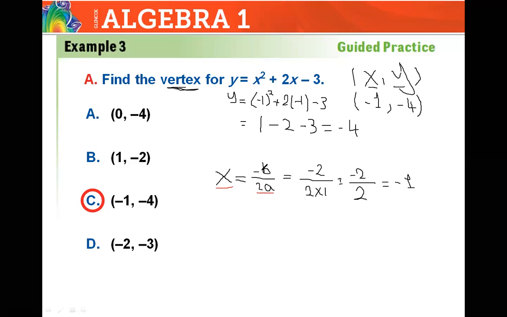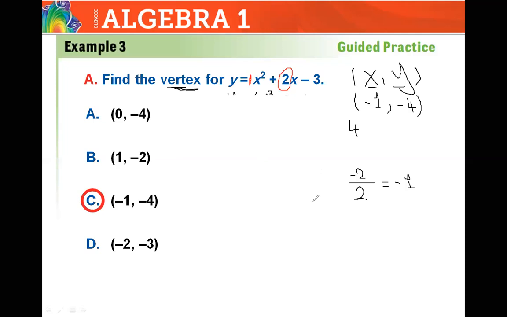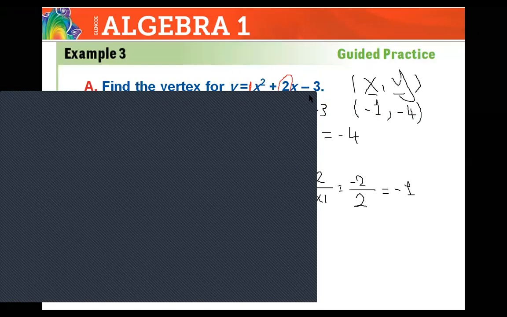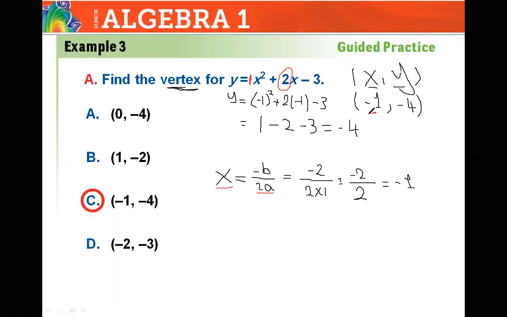So we have negative the coefficient of x. The coefficient of x is 2, so negative 2. And then 2 times the coefficient of x squared. We don't see a coefficient, so we have 1, but we don't write it. So 1 times 2 equals 2. Negative 2 over 2 will be negative 1, as Muhannad said. Now you have the value of x. I take this negative 1 and put it in the bracket. I get the first coordinate, which is x.